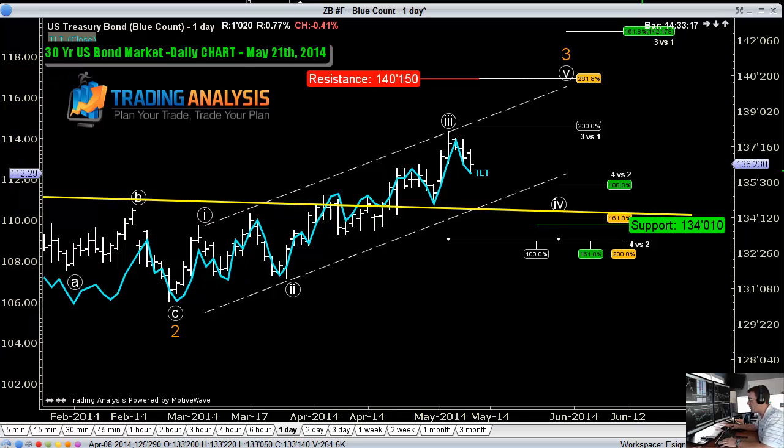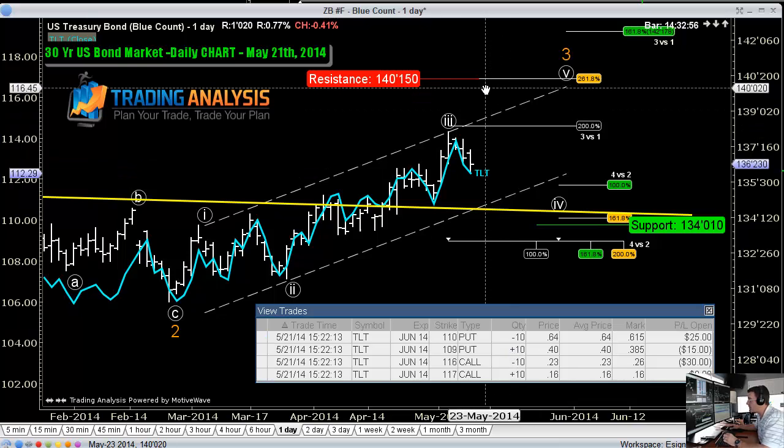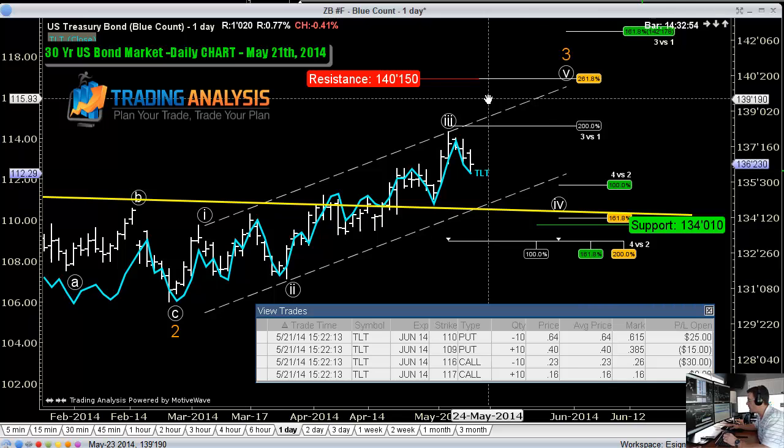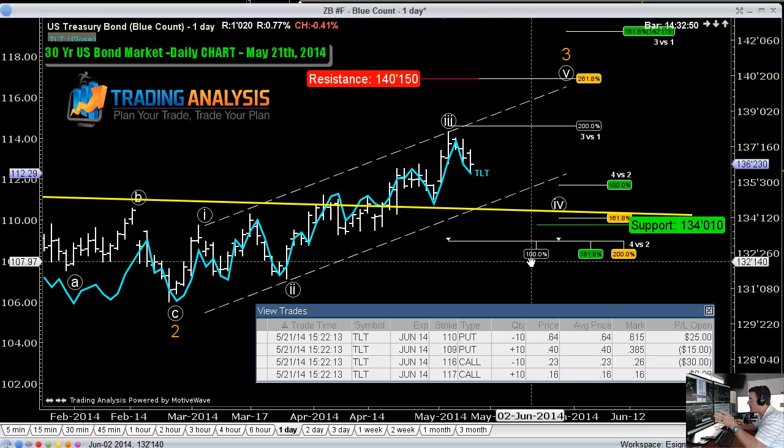So here's the trade that I put on at the close. Where's my platform? View trades. The trade I did was I sold the 110 puts on the downside because that's support. I bought the 109s to cap the risk. And at the same time, I sold the 116 calls up here and bought the 117s, creating the iron condor. These expire in 30 days.